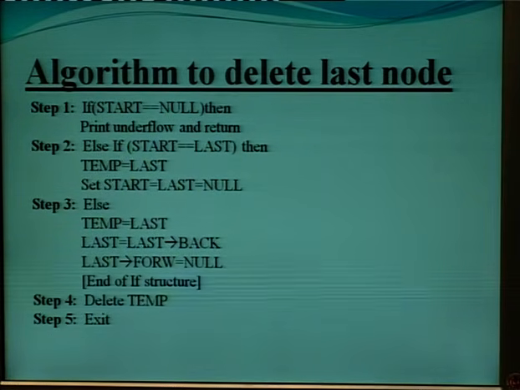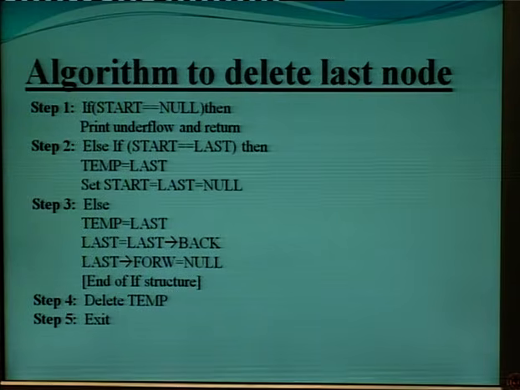So what are the steps? If start is equal to null, then print underflow and return. If there are no nodes in the list, then which node is going to be deleted? So it returns the underflow condition.